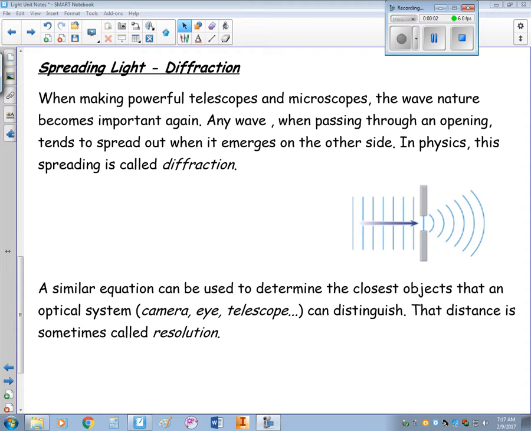Video 6 for the light unit. Let's talk about spreading light, diffraction. We've talked about this before, but let's go back and revisit this.